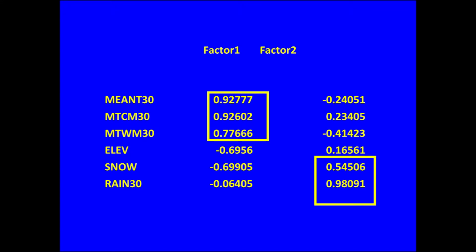So this just shows you the 2 factors that we derived, and these are some of the components that went into it. This first factor is heavily loaded by temperature variables: mean temperature of the last 30 years, mean temperature in coldest month, mean temperature in warmest month. And then we have a second factor that's heavily loaded by the precipitation variables, in this case highly loaded by rain, and to a lesser extent by snow.